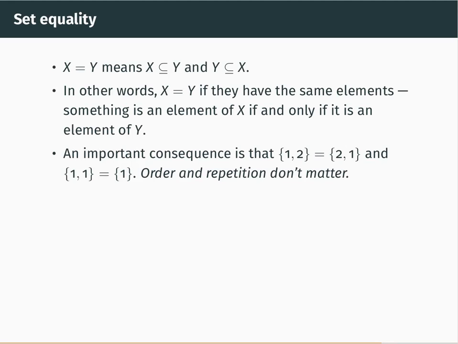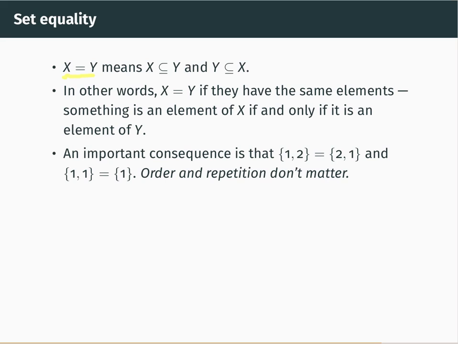Okay, moving on, we have a definition of set equality. The definition of set equality is that x is equal to y means, by definition, x is a subset of y and y is a subset of x. In other words, x is equal to y if every element of x is also an element of y, and every element of y is also an element of x. You can think of that as x and y having the same elements.